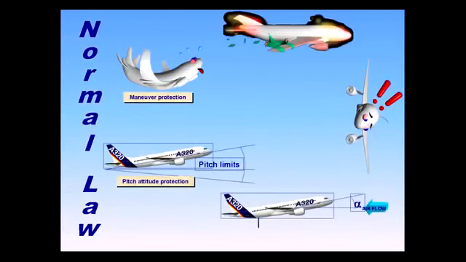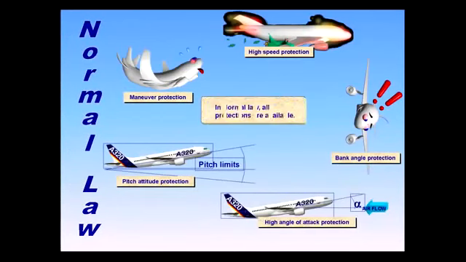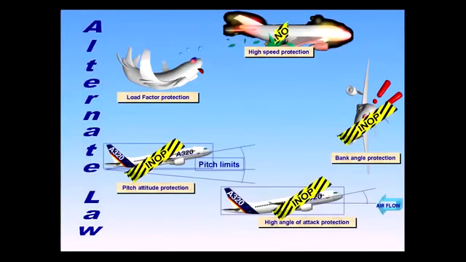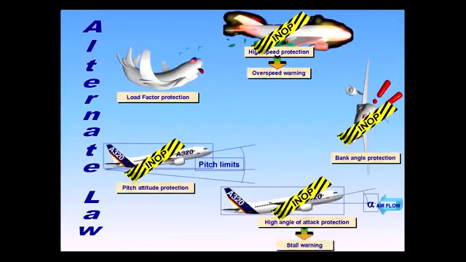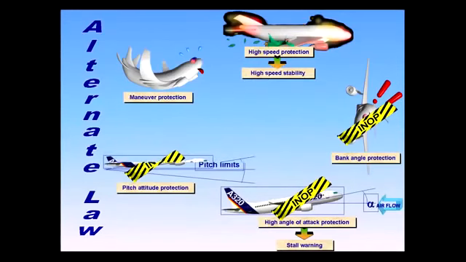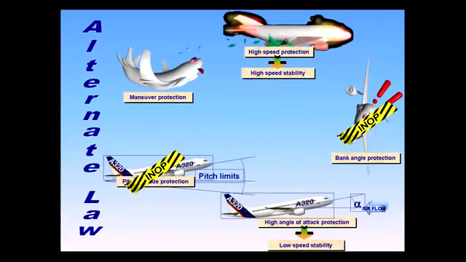In normal law, all protections are available. In alternate law, the pitch attitude protection, bank angle protection, AOA protection, and overspeed protection are lost. Load factor protection remains. In alternate law, without stabilities, the high speed and the low speed stabilities are also lost. Again, load factor protection remains.